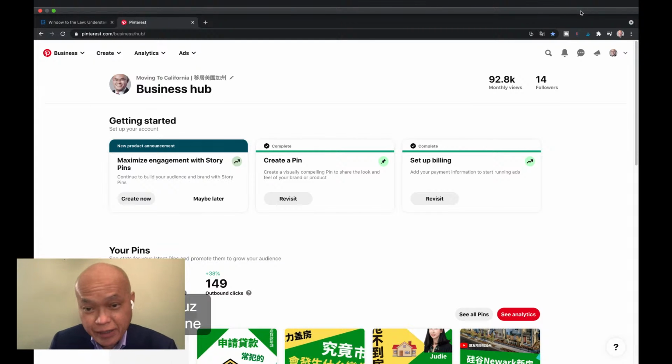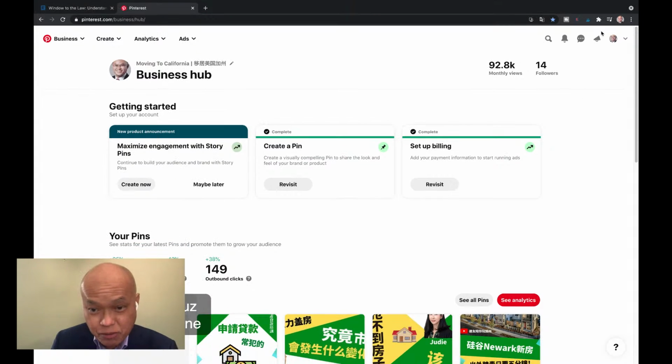So let's see how we can input alt text in the Pinterest pin. All right, let's go ahead and move my screen a little bit.